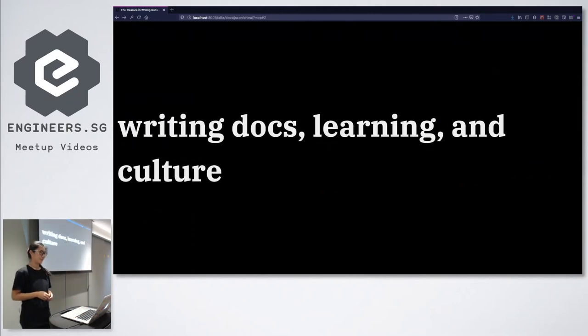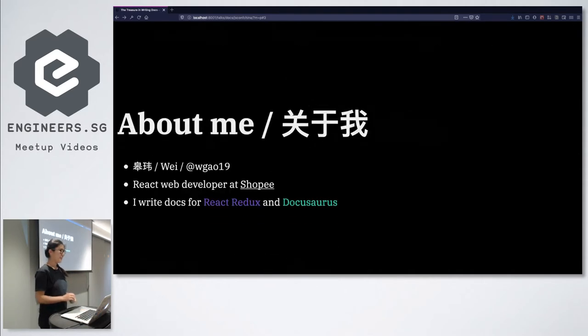Today I'm going to talk about writing docs and in particular how writing docs may let us not only contribute to the project that we're writing docs for, but also it can be a great opportunity for you to learn about the project and, if not, advancing your seniority as a developer.